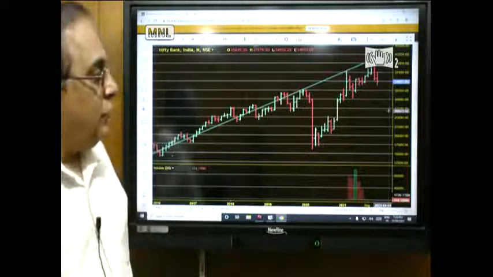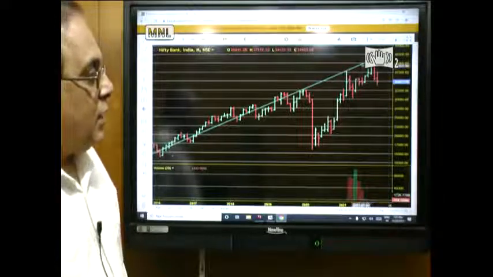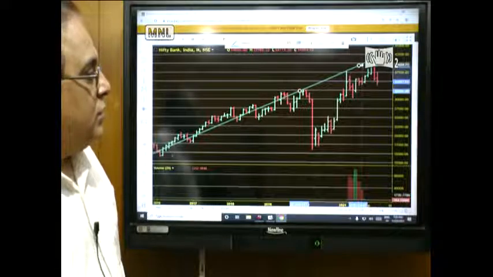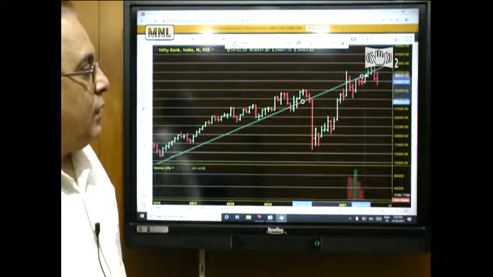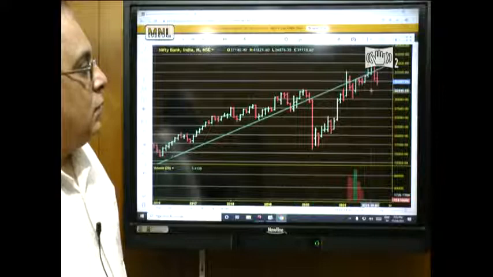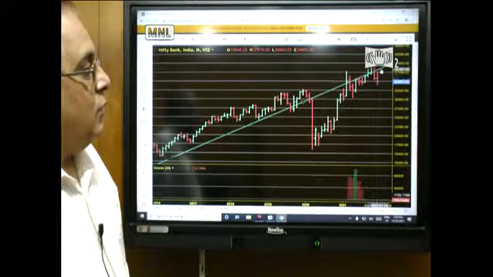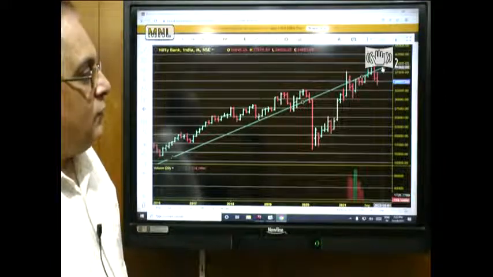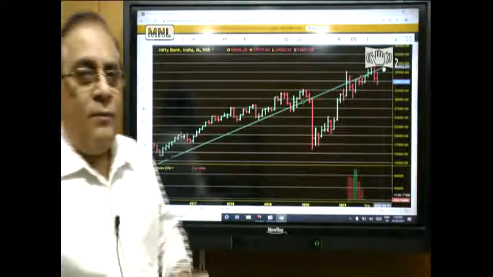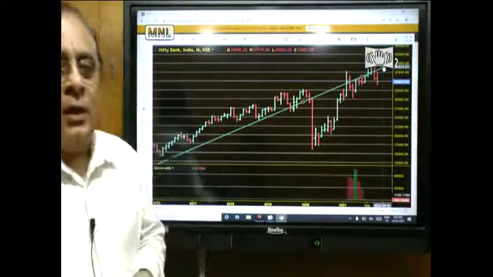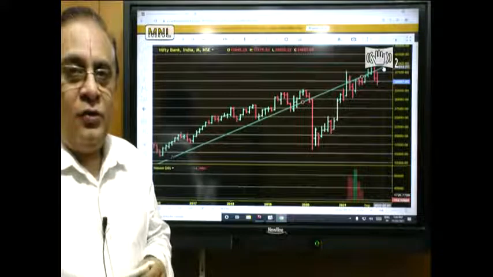So if the Bank Nifty has to look very bullish, then we need to see a good amount of break above this particular line. It should happen above this line. Okay, so this line has to be broken, and Bank Nifty has to stand above this line to confirm that we are in for a bigger rally.